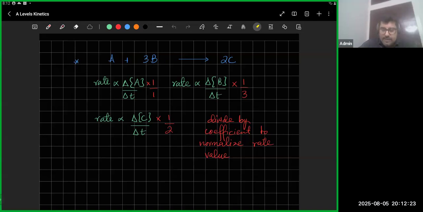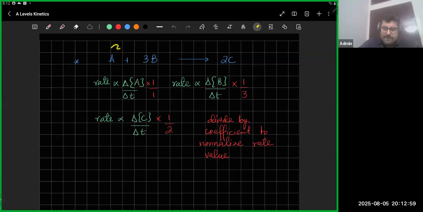You might measure rate with respect to the change in concentration of A with respect to time, right? Or rate could be defined as the change in concentration of B with respect to time, or change in concentration of C with respect to time. But all three values will actually come out to be different. So one way that all rates come out to be exactly the same, because it's the same exact reaction, is that some normalization has to be done. So if you're measuring rate with respect to B, you're going to divide the rate by 3.